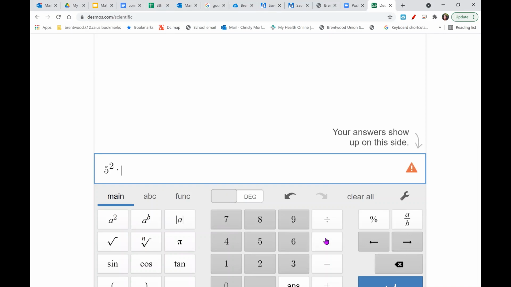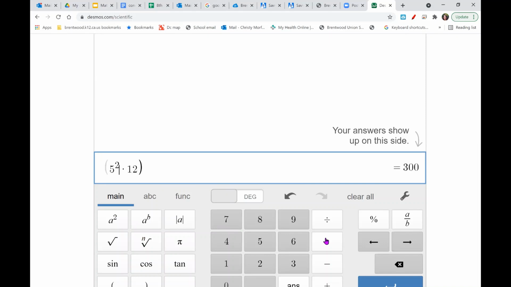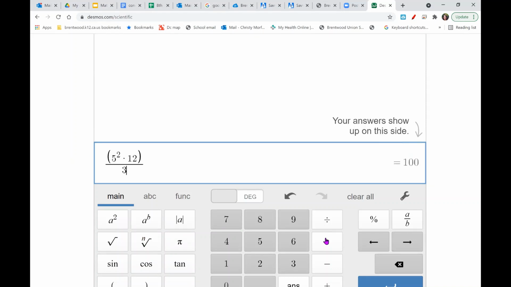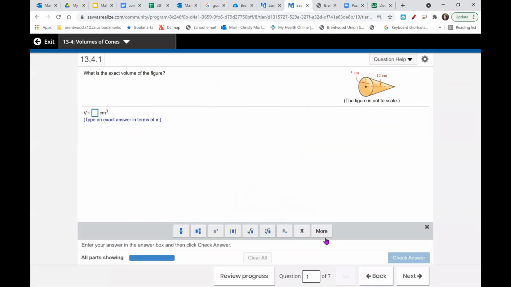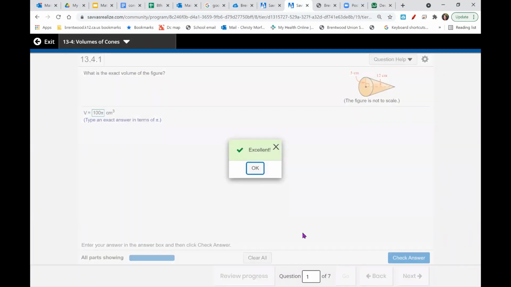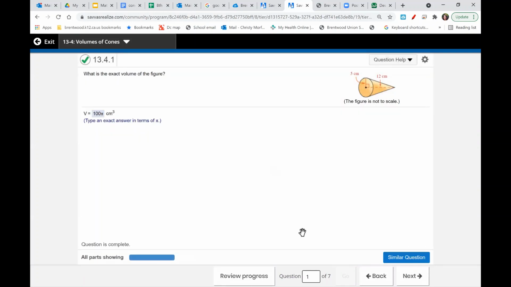Okay, so then times 12. And then what you want to do is put a closing parenthesis, and I should have done this at the beginning, a beginning parenthesis, and then divided by 3. And it gives me 100. So then I go back here, I type in 100, and then remember the pi symbol. And look right here, there's a pi symbol. If there's a pi symbol, I'm supposed to be putting the pi symbol into my answer. And that's how you do the first couple ones.